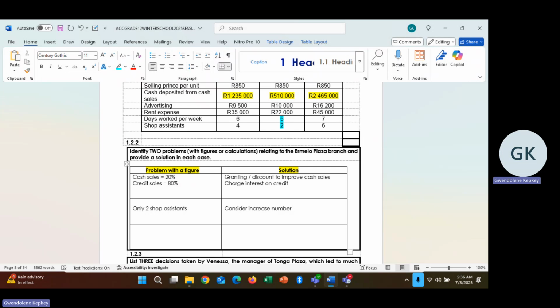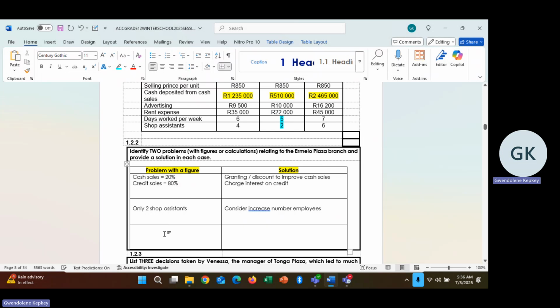So in that sense, employing another or more assistants could possibly help. So consider to increase the number of workers, or in this case, let's write the number of employees, so that the clients can get good service and more sales will then automatically happen.